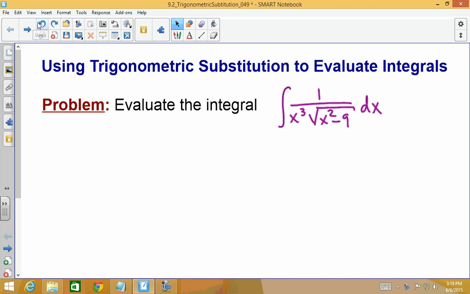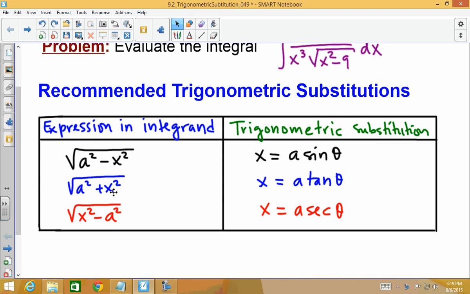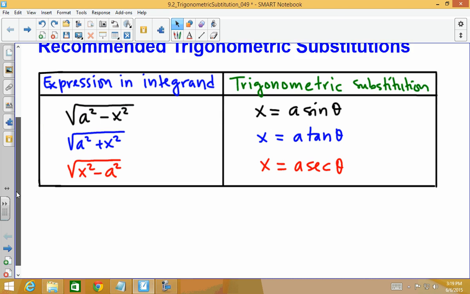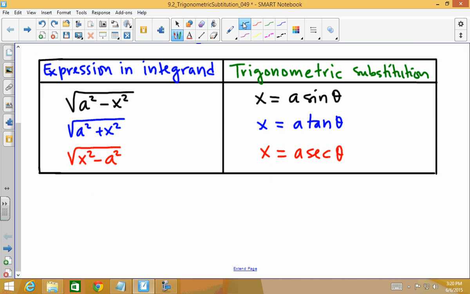The three basic trigonometric transformations available at our disposal are one with the square root of a squared minus x squared, one with the square root of a squared plus x squared, and one with the square root of x squared minus a squared. It is clear that we are going to use the one with the square root of x squared minus a squared, and the substitution suggested is x equals a secant theta. So we have x squared minus a squared and 9, so a is 3. This said, let's see what the substitution will give us.